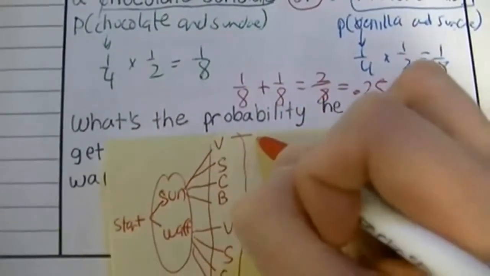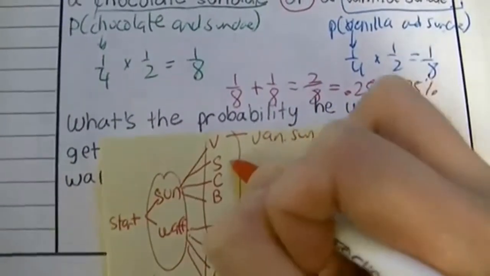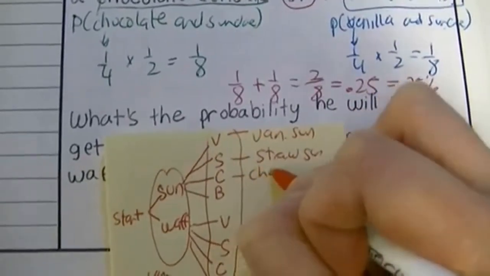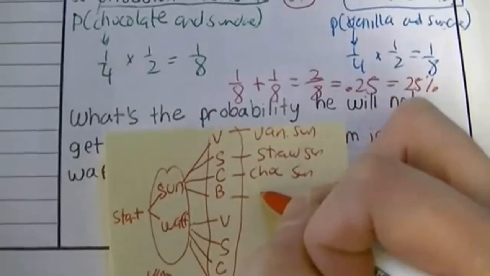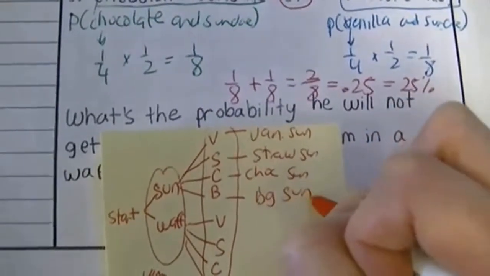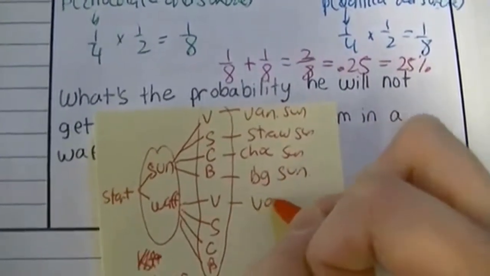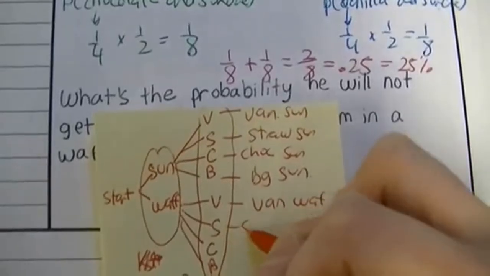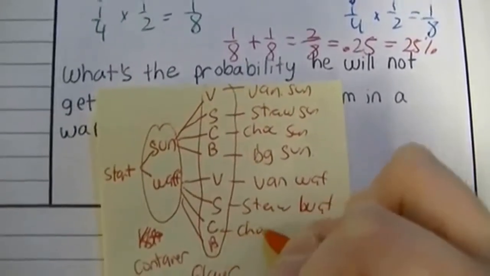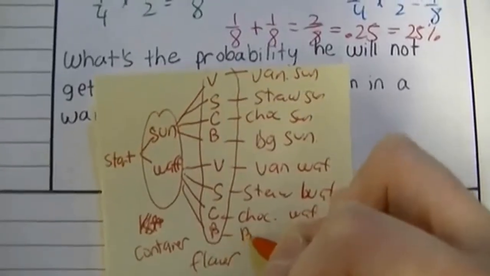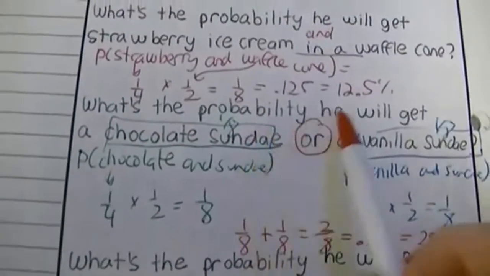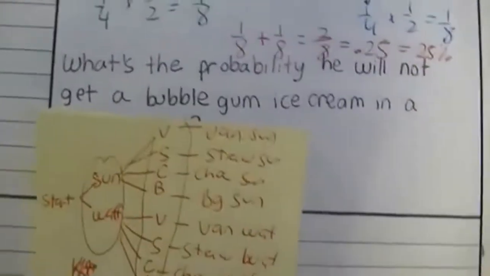So we could have a vanilla sundae, a strawberry sundae, a chocolate sundae, a bubblegum sundae. We could have a vanilla waffle, strawberry waffle, chocolate waffle, bubblegum waffle. So in that particular problem, what's the probability he'll get a chocolate sundae or a vanilla sundae?